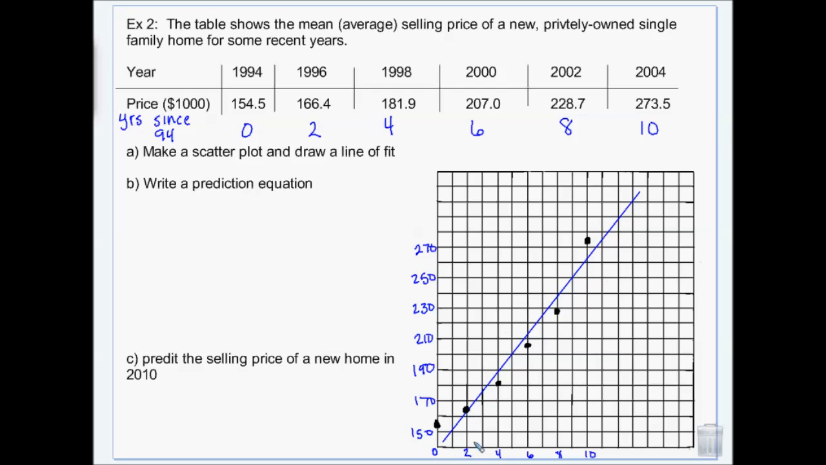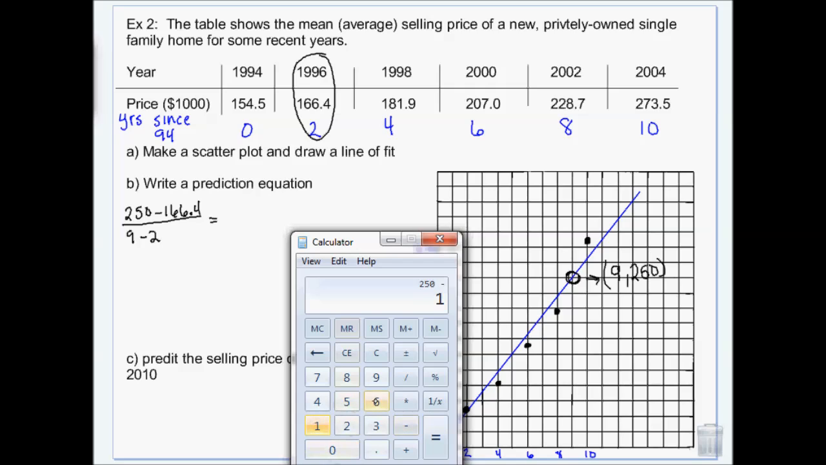So I'm going to use this point, that's this data, so that's 1 point, and then I'm going to find another point, and here's a good point right here, and that would be 9, 250. So I'll say 250 minus 166.4 over 9 minus 2. This is for my slope. That's 83.6 divided by 7. So I get 11.9.